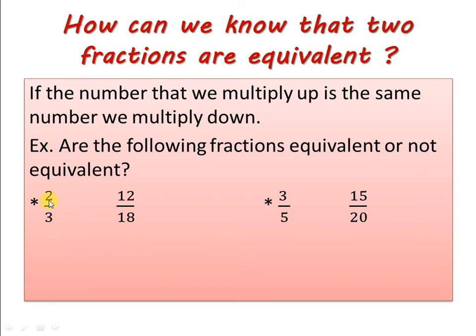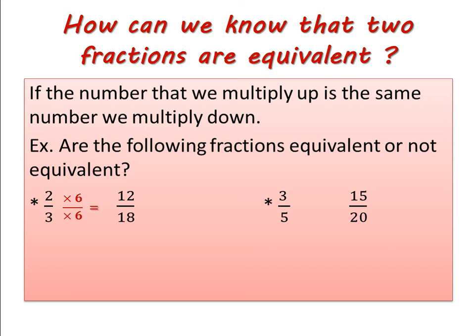So, ask in the numerator here: 2 times what will give me 12? Use timetable 2. So 2 times 6 is equal to 12. And 3 times what will give me 18? Use timetable 3: 3, 6, 9, 12, 15, 18. So it is 6. So we multiplied the numerator by 6 and also the denominator by 6. That means they are the same number. The number I multiplied up is the same number I multiplied down, and this means the two fractions are equivalent.